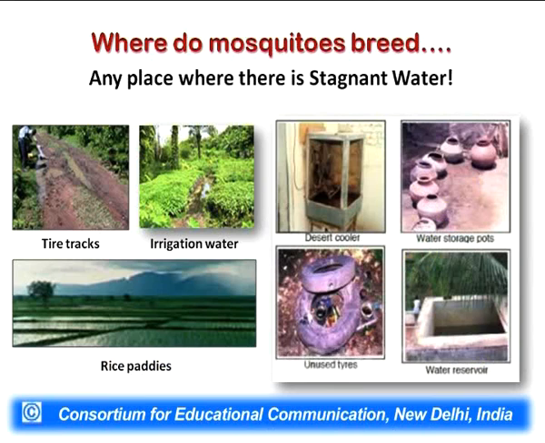Now, let's take up the control and prevention measures of malaria. Where exactly does malaria breed? These malarial mosquitoes generally breed in stagnant water, water which is present for a longer period of time, like desert coolers, water storage pots, unused tires, open water reservoirs, rice paddies, tire tracks, irrigation water. So wherever there is an open pit or open presence of water, these mosquitoes breed there.